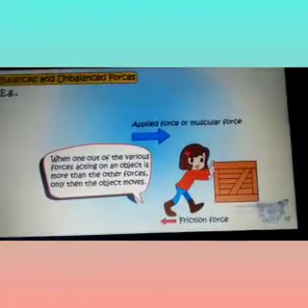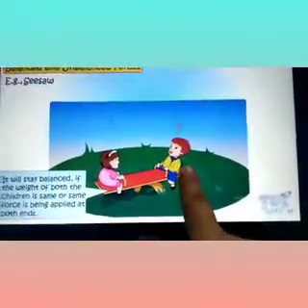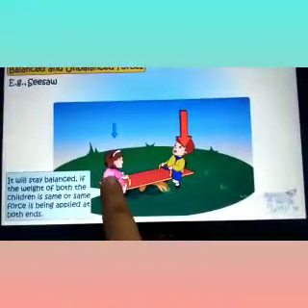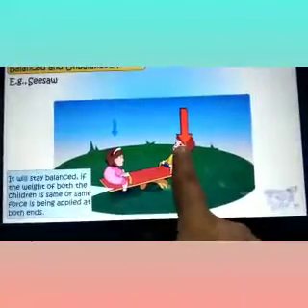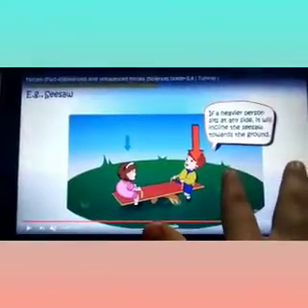So every movement is caused by unbalanced force. When one out of the various forces acting on an object is more than the other forces, only then the object moves. Now look at this seesaw. You can easily see this boy is heavier. This girl is not as heavy as this boy. ठीक है? So now अगर weight equal होगा तो क्या होगा? Balanced forces.